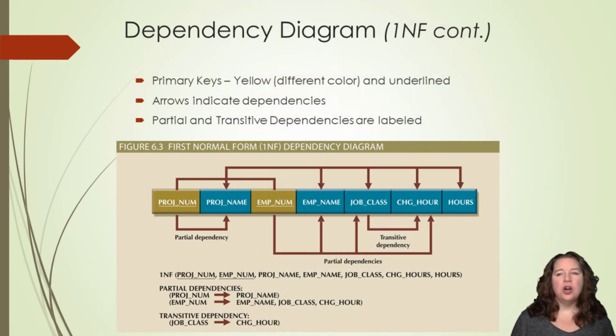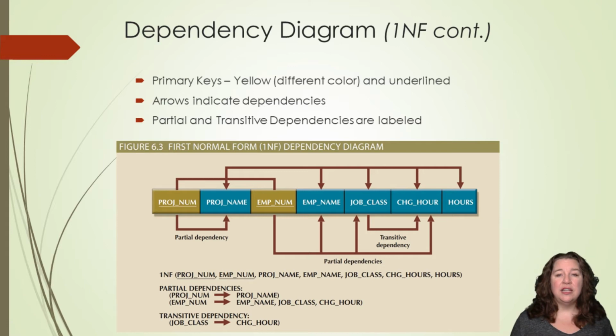So this is our dependency diagram, and it's the first one we're going to look at in first normal form. We just have all of the fields listed out, just as they were in the table on the previous screen. We want to identify our primary keys separately from the rest of our fields. So in this case, we've made them yellow as opposed to the blue that we have for the rest of our fields. It doesn't matter if you pick yellow and blue, you could pick red and green. Just make your primary keys a different color and be consistent.